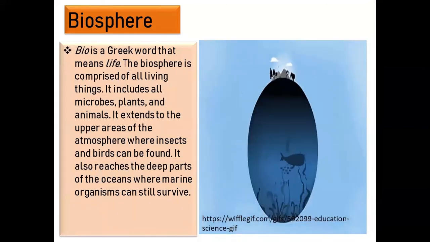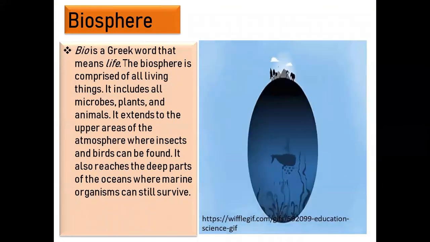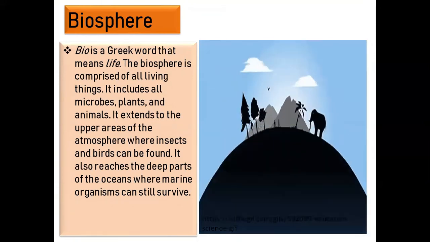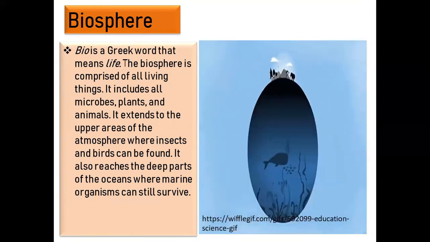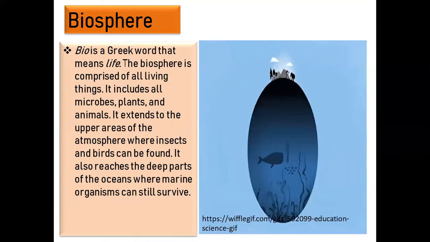Next is the biosphere. Bio is a Greek word that means life. The biosphere is comprised of all living things. It includes all microbes, plants, and animals. It extends to the upper areas of the atmosphere where insects and birds can be found, and it also reaches the deep parts of the ocean where marine organisms can still survive. Let's try to look at the picture.